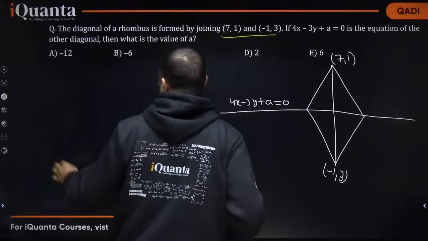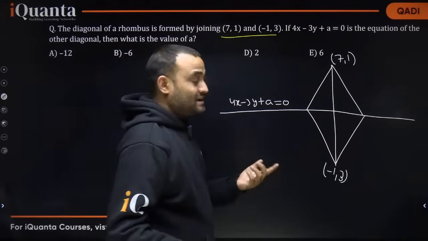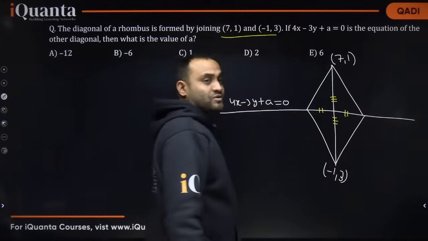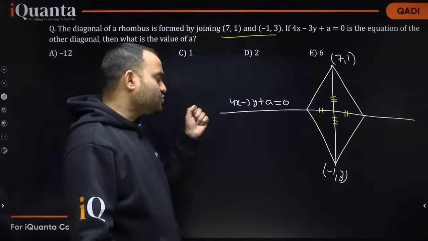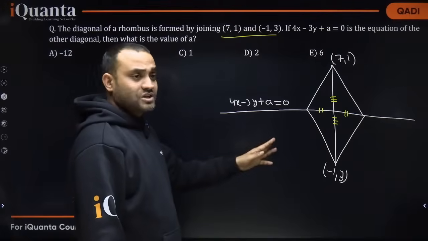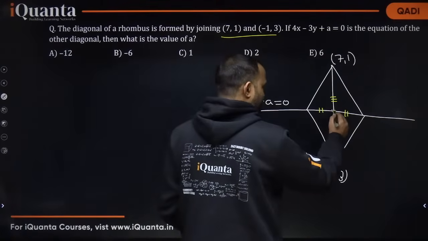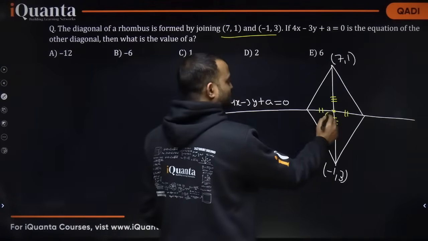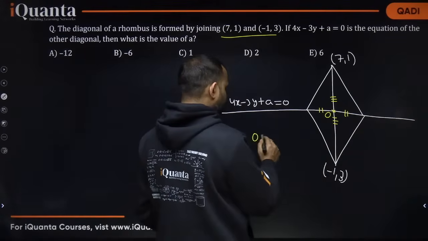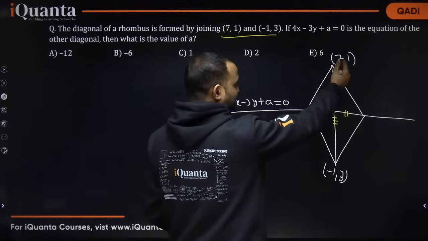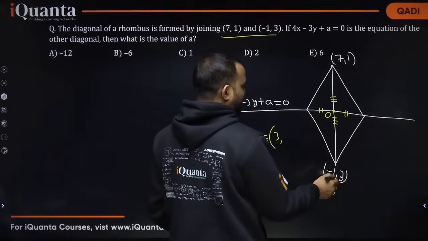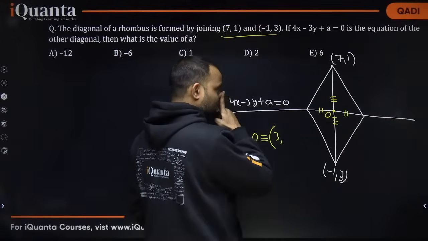is equal to 0. Now what do we know about rhombus? That these two diagonals are bisecting each other as well as perpendicular to it. Perpendicular to it there is no use, but one thing we can do is that the intersection point will be on this line. So this middle point O will be the midpoint, (7 minus 1) by 2, which is equal to 3, and (1 plus 3) by 2, which will become 2.